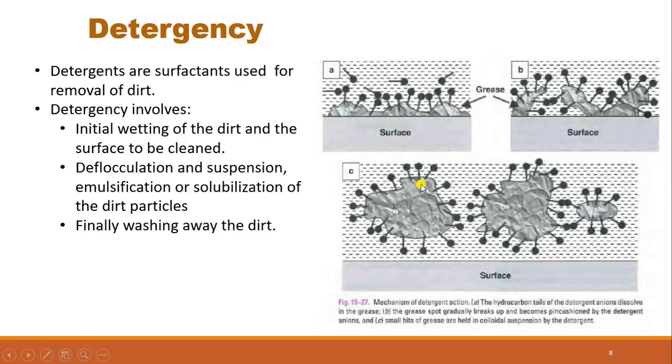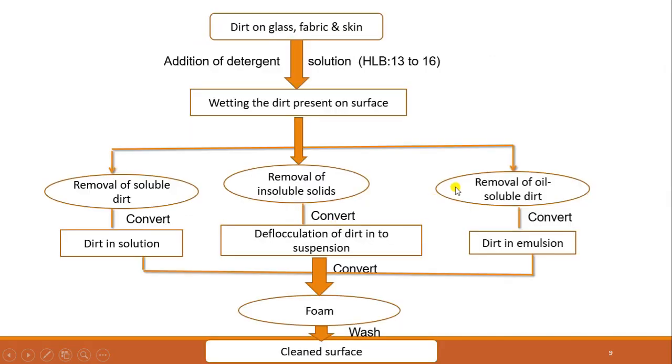This mechanism is explained in this diagram. As you can observe over here, the hydrocarbon tail portion of the surface active agent gets dissolved in the grease. The grease spot gradually breaks up and is covered with the surface active agent. And in this diagram, small bits of grease are held in colloidal suspension by the detergent. So the surface is completely free from grease. This indicates the mechanism of a detergent.